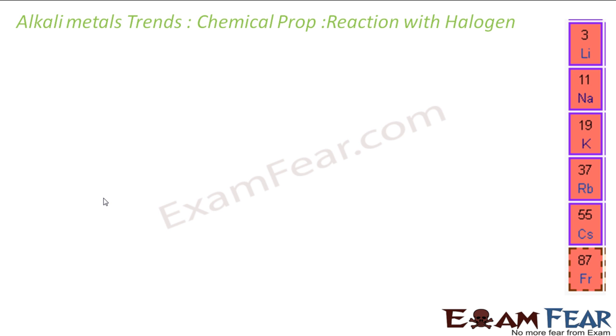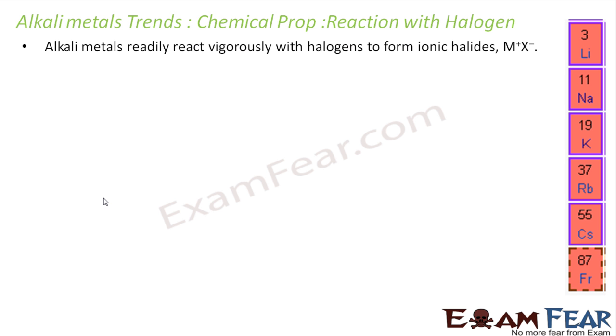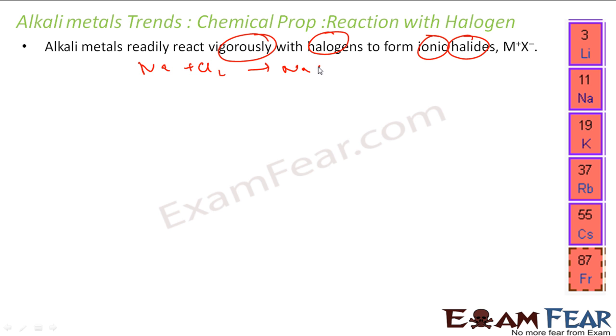Now let's see the reaction of alkali metals with halogens. The alkali metals react very vigorously with halogens and they form halides, and they are ionic in nature. Correct? For example, NaCl is one. So the example we can give is: I have sodium, I have chlorine gas, it forms NaCl. This is all ionic. Correct? So there is an exception here.